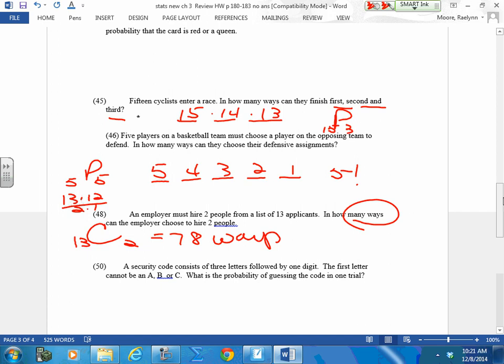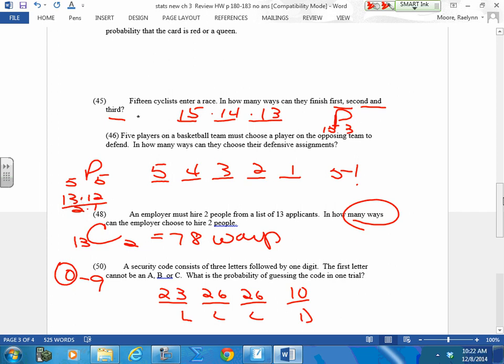A security code consists of 3 letters followed by 1 digit. Start like this. Letter, letter, letter, digit. The first letter, how many letters are there in the alphabet? 26. The first one cannot be any of these 3. So what can they be? 23. What is the probability of guessing the code in 1 trial? Are there any other restrictions that we can spot? So how many letters for the second one? 26. Then, how many digits? 10. Even though it's 0 through 9, that's your 0, that's your 10.